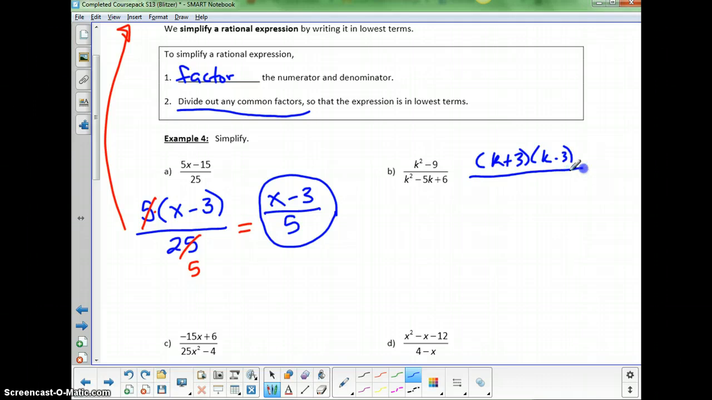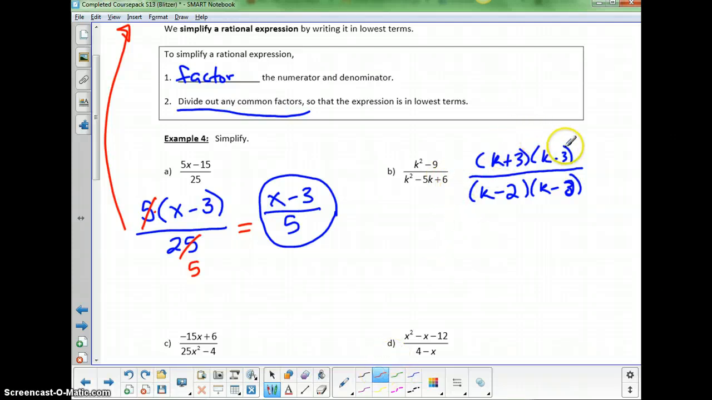Then the denominator is a trinomial with coefficient 1, so I can factor that with two parentheses with a k in the first spot, and then we're going to look at the 6. Note that I'm going to need two negatives to multiply to a positive 6 and add to a negative 5. So what goes into 6? 2 and 3. 2 and 3 add to 5, so that's going to be perfect. We can check it. If I check it, negative 2 plus negative 3 is negative 5, and negative 2 times negative 3 is positive 6, so it works.